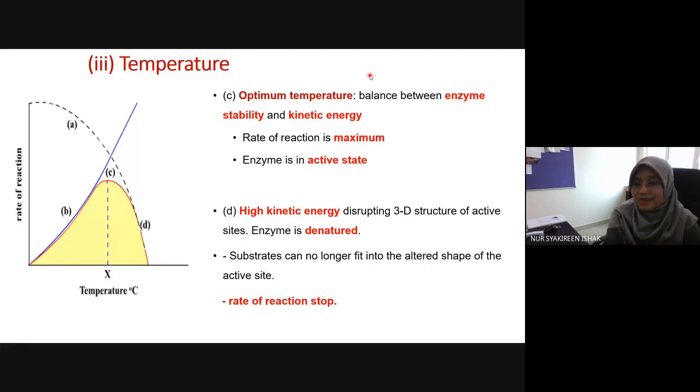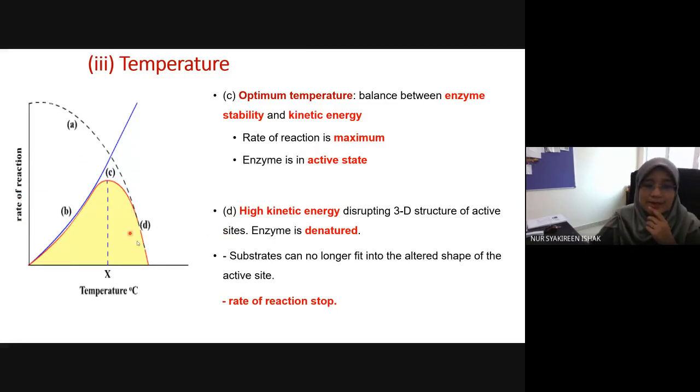So the bacteria will not be able to survive because the enzyme of the bacteria cannot function. It is not in the active state, okay? Because the enzyme cannot reach its optimum temperature to catalyze the reactions within the bacteria that allow the bacteria to survive. So that is optimum temperature.